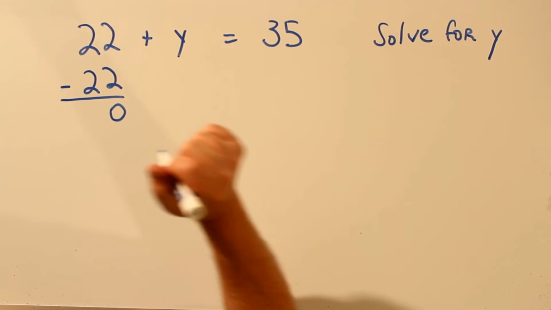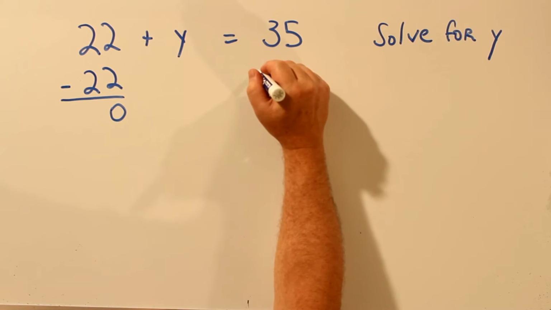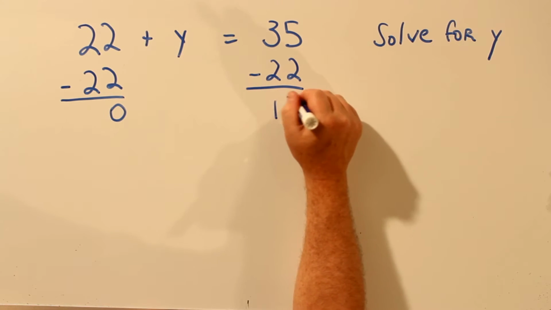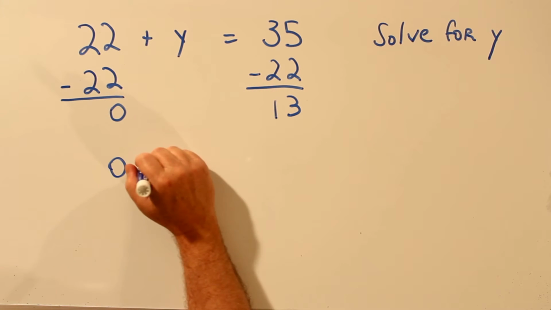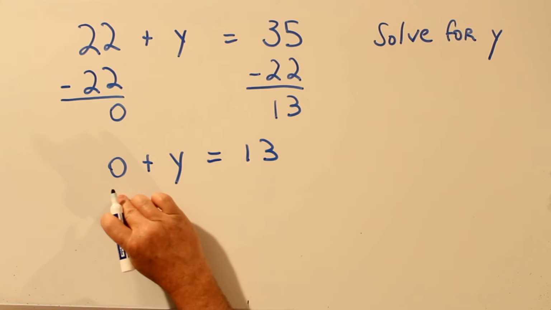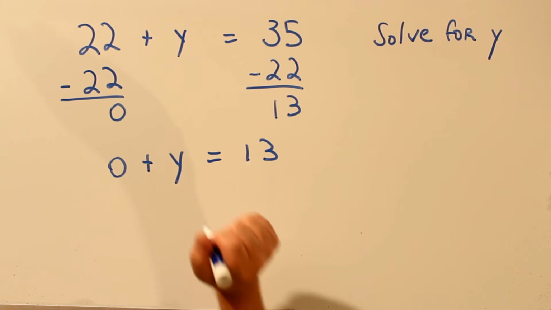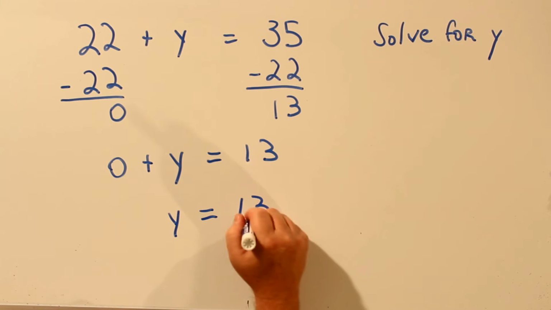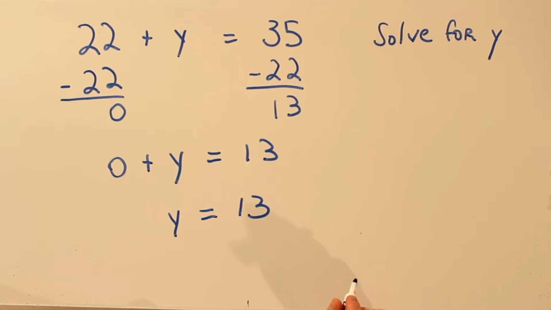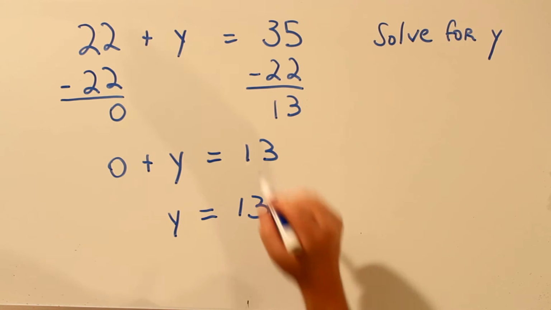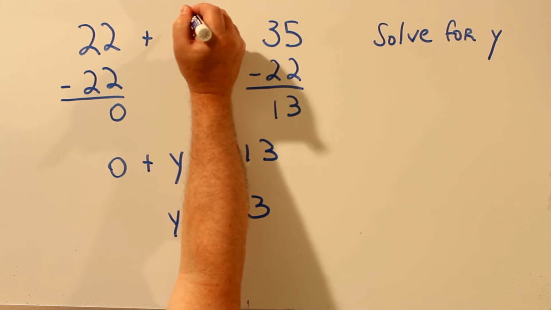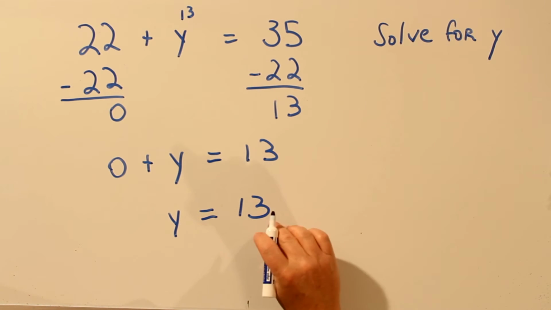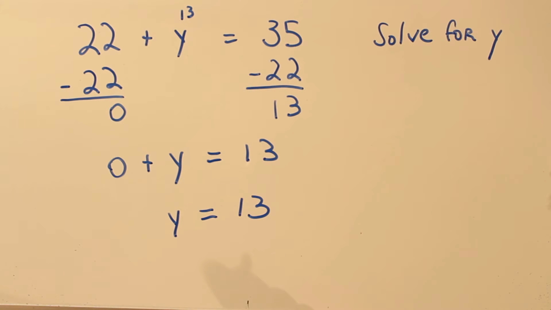And if we subtract 22 from this side of the equation, to keep the equation true, we're going to subtract 22 from this side of the equation. And 35 minus 22 is 13. So we could write this now as 0 plus y equals 13. But adding 0 to any variable doesn't change the value of the variable. So we'll just drop the 0 plus and write y equals 13. So we've solved the equation for y. y equals 13. And if we put 13 into our original equation, 22 plus 13 equals 35. It makes the equation true. So y equals 13 solves the equation for y.